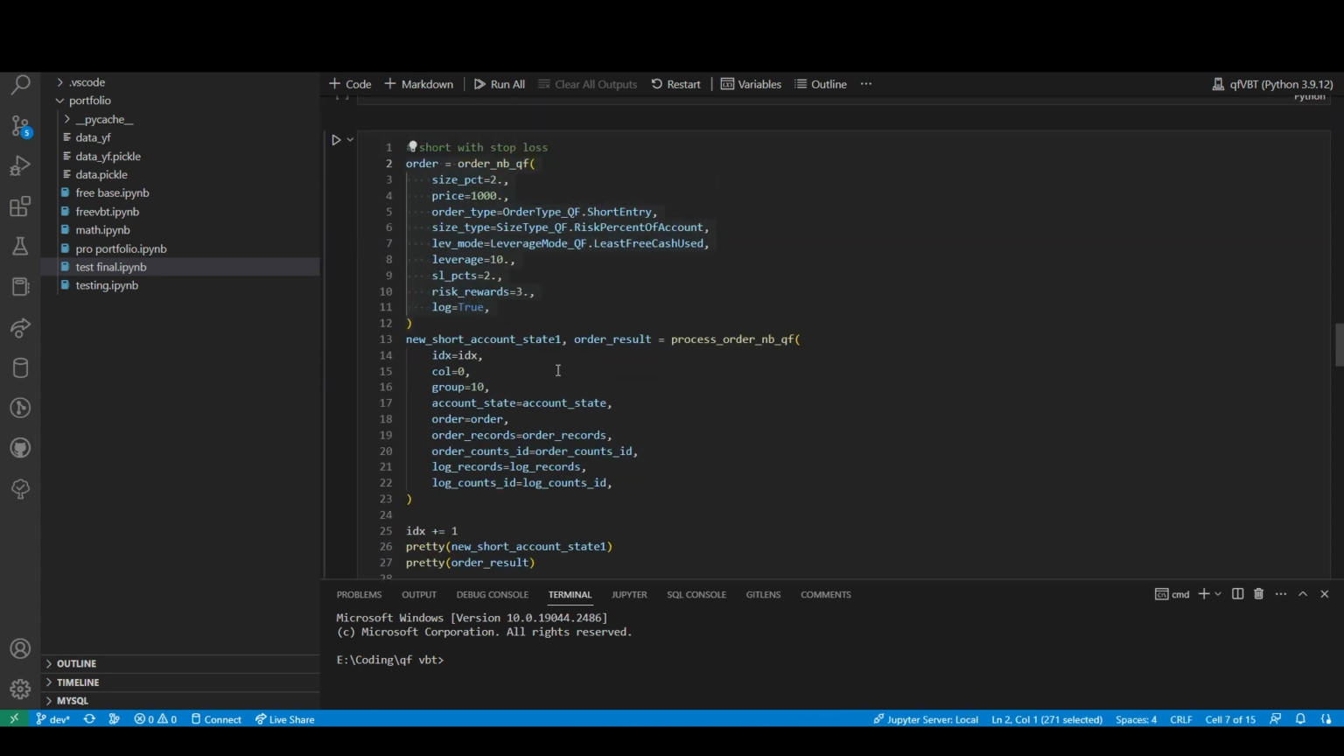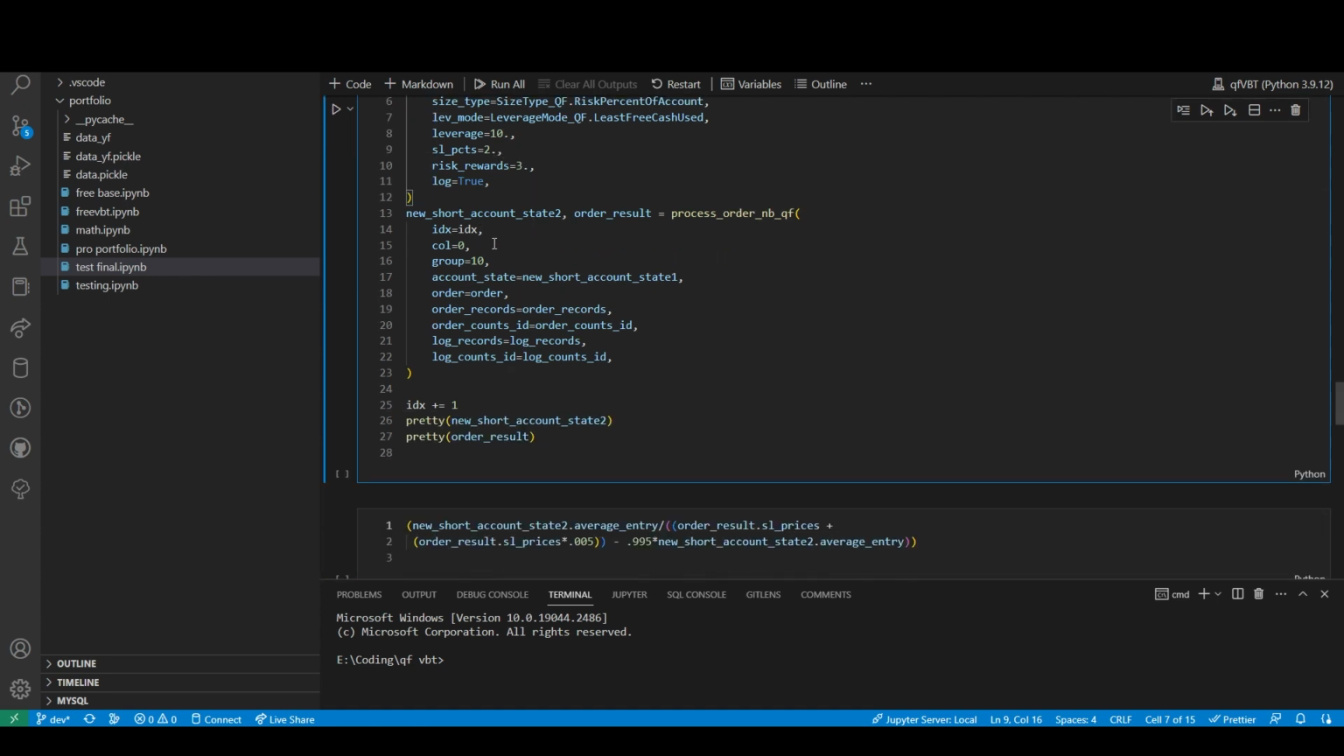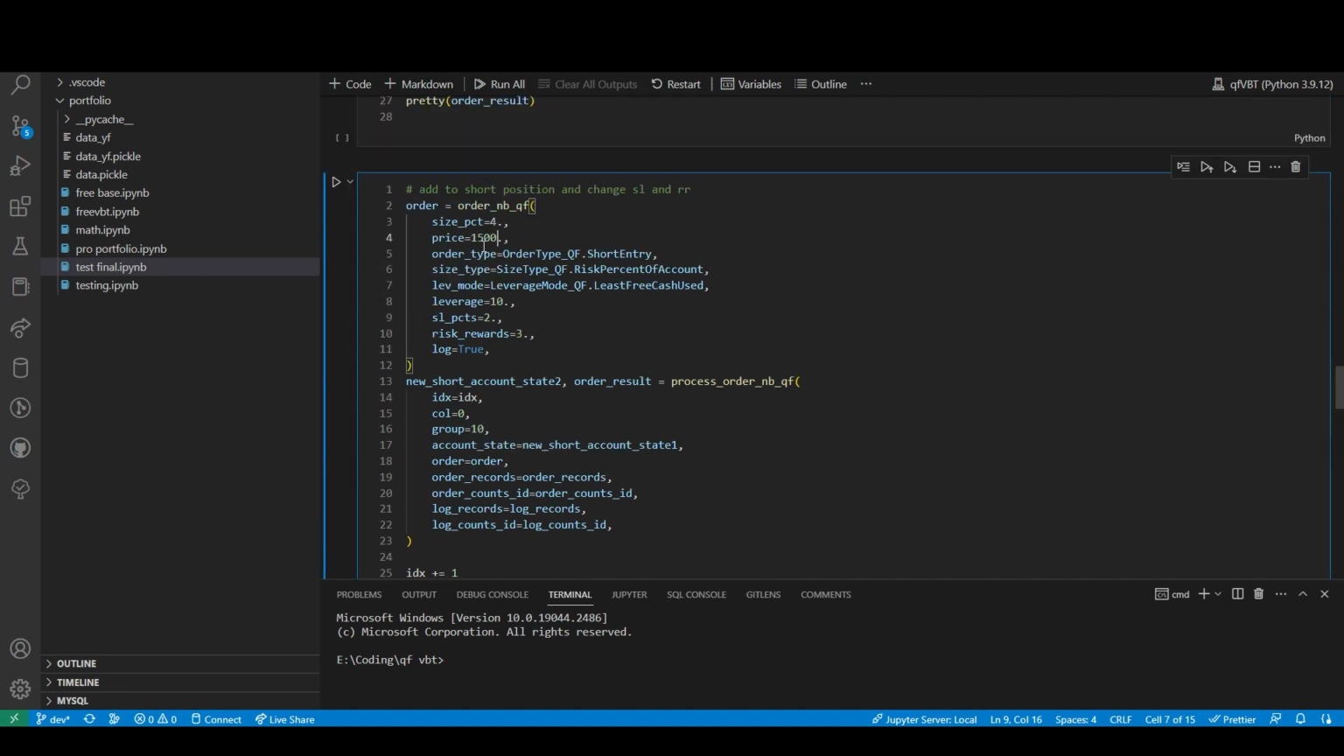So let's restart. Let's clear all that. So short with a stop loss. Let's add to the short position. So let's add 4% at the price of 1500. Stop loss is 2, risk reward is 3. Okay.